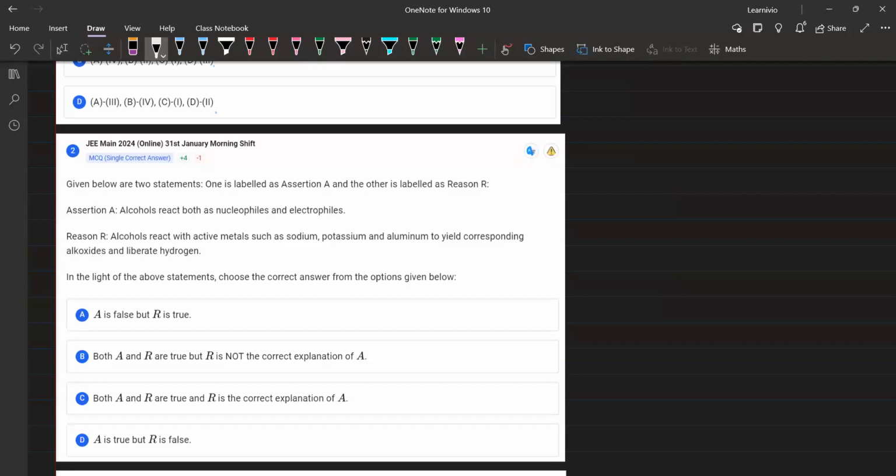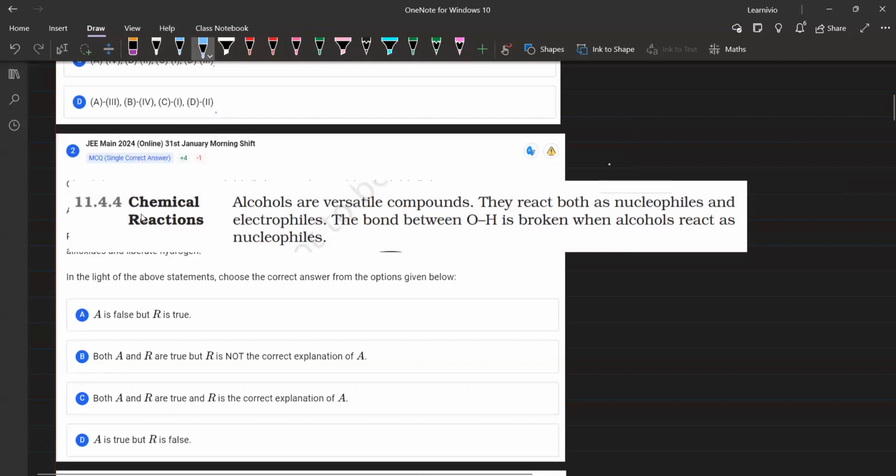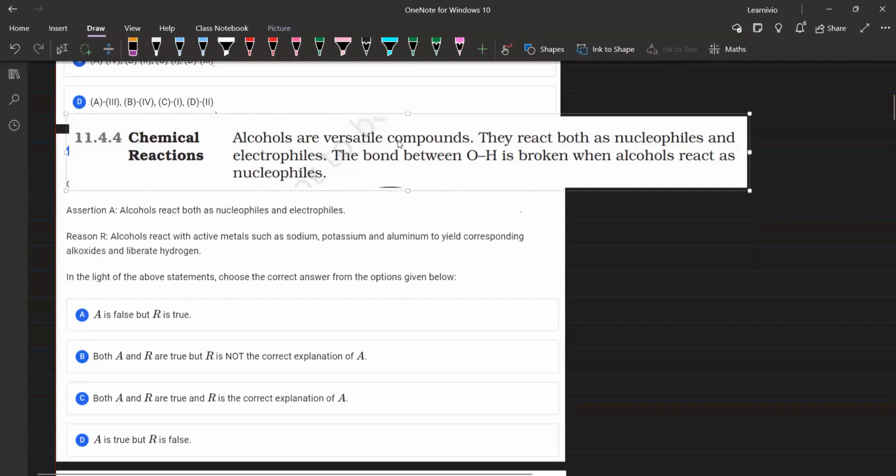Because the 2 minutes are over, now look, let me show you. If you read NCERT and chemical reactions, you will read this line: Alcohols are versatile compounds. They react both as nucleophile and electrophile. Isn't it the same thing that is present in the question? React both as nucleophile and electrophile. Okay.